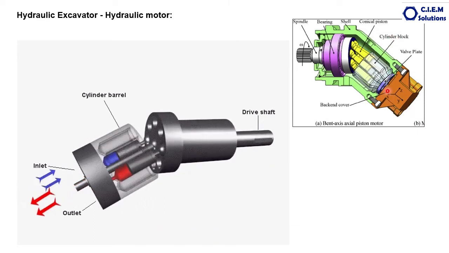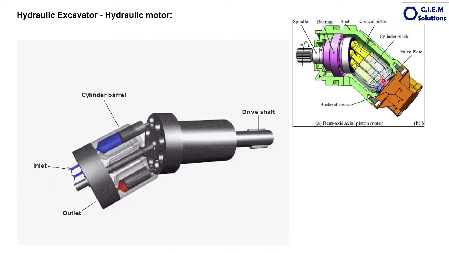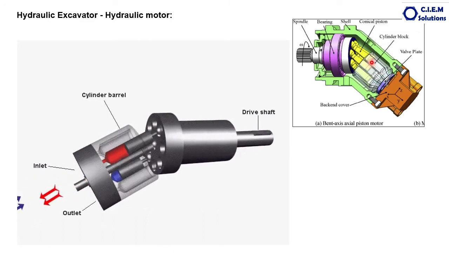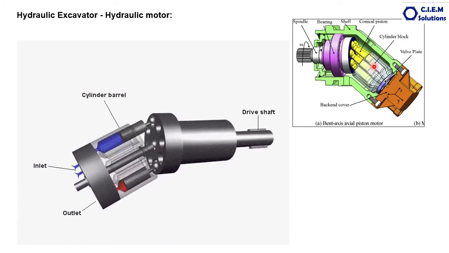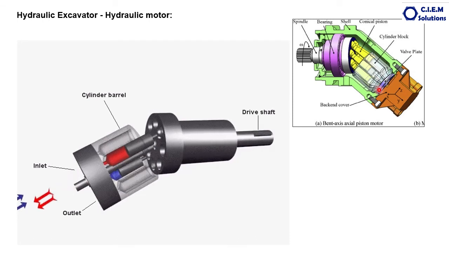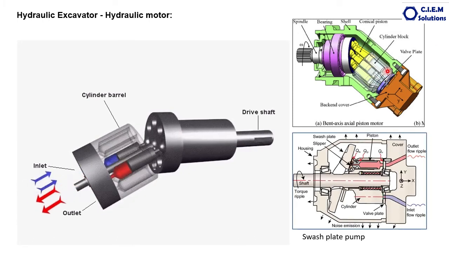It is supported in the housing, and on one side the pistons are inserted inside the cylinders, and at the other end a valve plate or port plate is placed here. This is the bent axis pump.